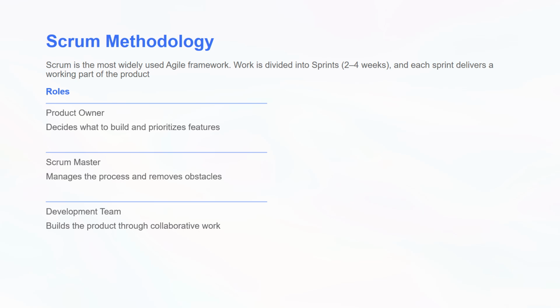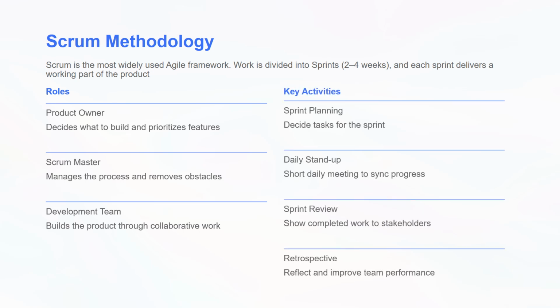There are also several key activities in Scrum. Sprint planning is where the team decides what work will be done in the sprint. The daily stand up is a short meeting where team members share progress and issues. At the end of the sprint, a sprint review is conducted to show the completed work to stakeholders. Finally, a retrospective meeting is held to discuss what went well and what can be improved.